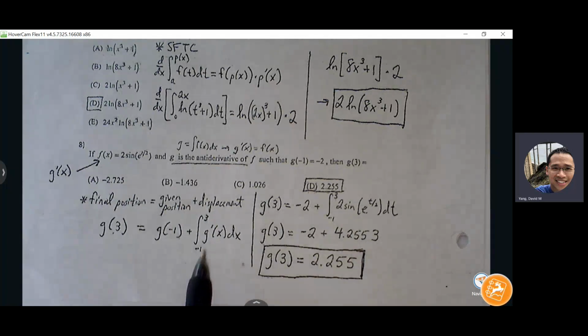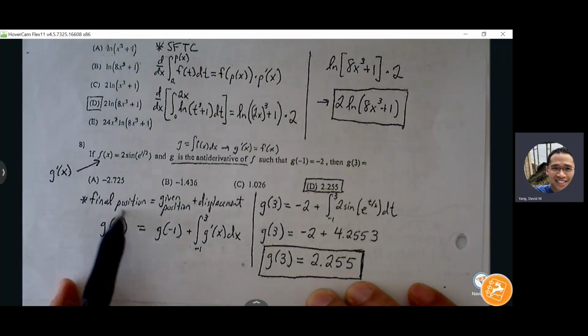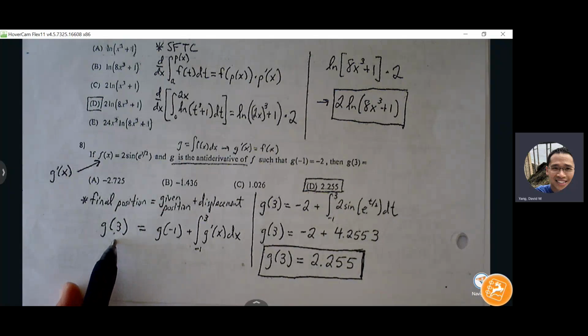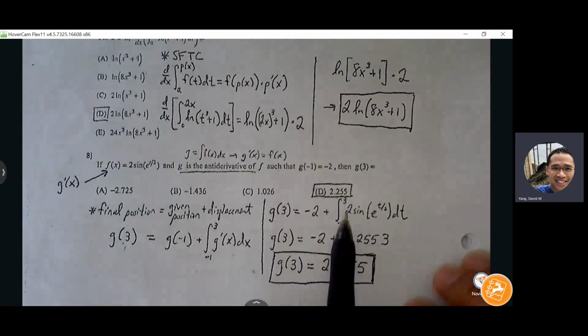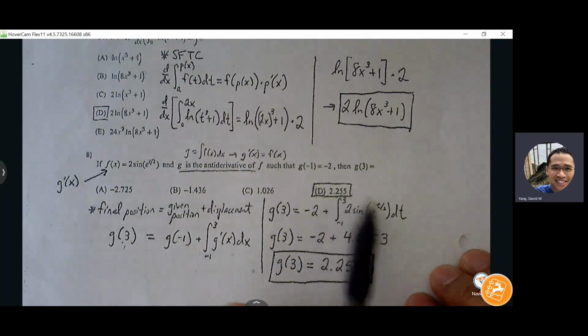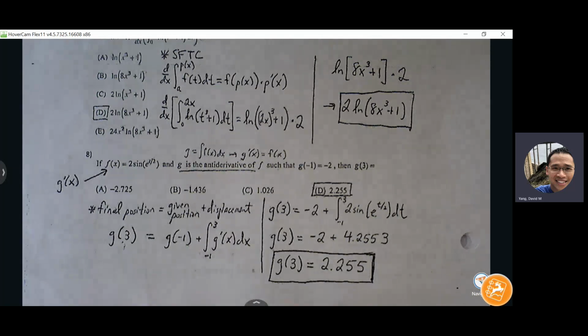The integral from -1 to 3 will give me how much I've progressed from that starting point. And then if I add those together, I can figure out where I end up at 3 seconds or whatever that variable, that value is. So I can just enter this into the calculator. The definite integral from -1 to 3 is displacement. So that means I'm starting at -2, but then I move 4 units and change, add those together. I'm going to be at location 2.255.